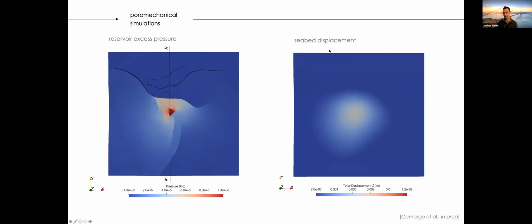And we can also look at remote deformations. For example, one question was, if we injected, how much deformation might we see at the seabed, given that this is an offshore reservoir? And here we see about 1 millimeter of uplift at the seabed.